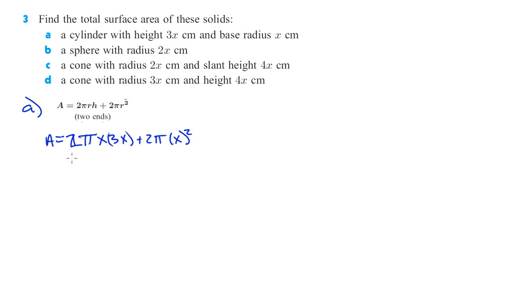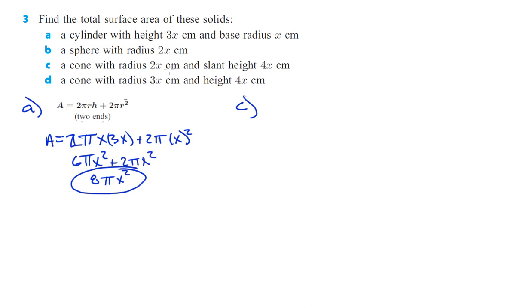So we can simplify this as much as we can. So 2 times 3 is 6, and then x times x is x squared, so we got 6 pi x squared plus 2 pi x squared, which should give us 8 pi x squared for the surface area of that cylinder. Okay? Alright, let's do C here.